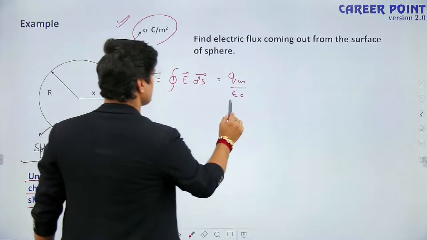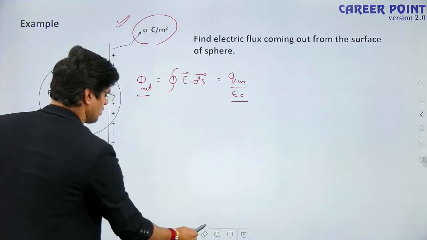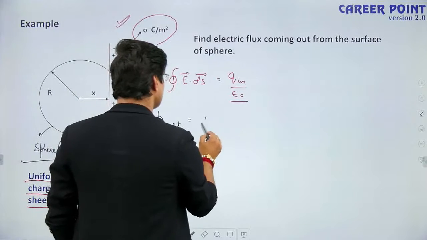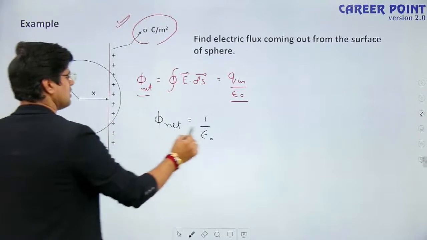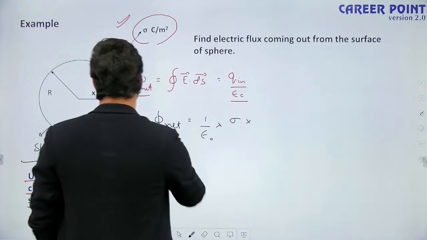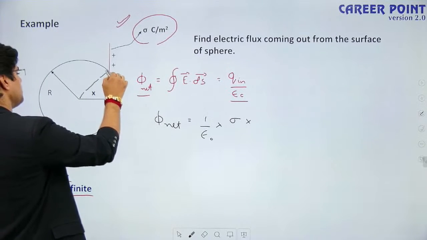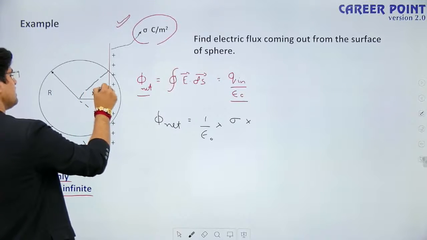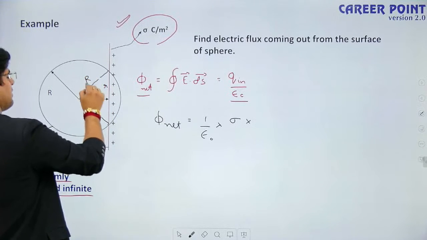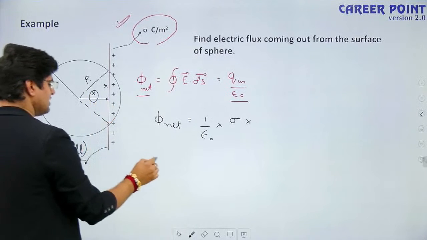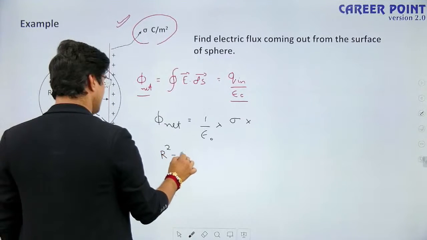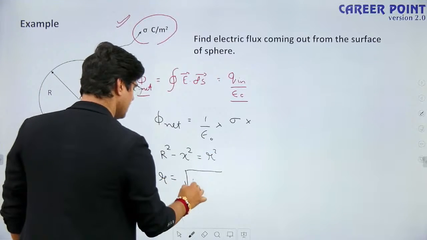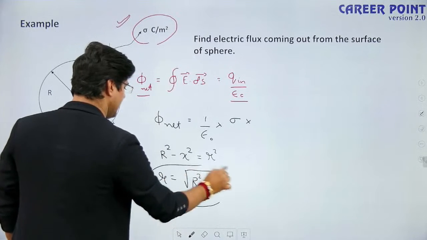So phi net is equals to q inside by epsilon naught. So what we can say from here? Phi net is equals to q inside, which will be equals to how much? Sigma into area. How much area will be there? I don't know the radius of this circular surface which is coming inside. So let's find out this radius, small r. This is capital R radius, and this is x. So we can easily say capital R square minus x square is equals to small r square. Or you can say small r is equals to under root of capital R square minus small x square.